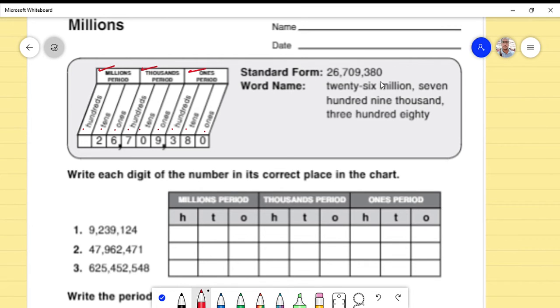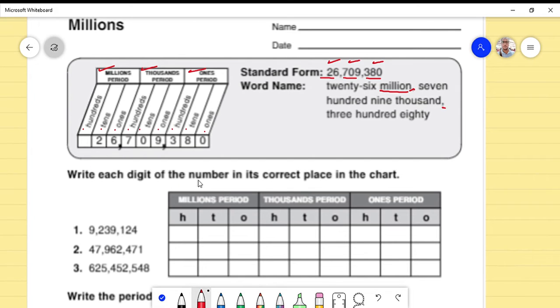And this is our standard form. So you can see here 3 periods. Here is the ones period, here is the thousand period, and here is the million period. Okay, how can you read it? Look, it is 26 million, and you can see the commas here. Then 709,000, and 380. So let's move to the first question here.